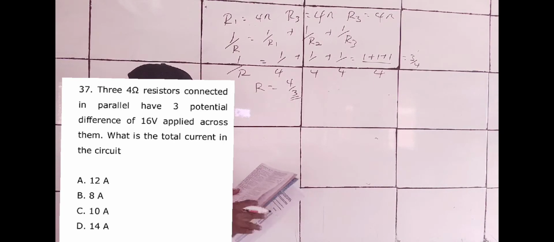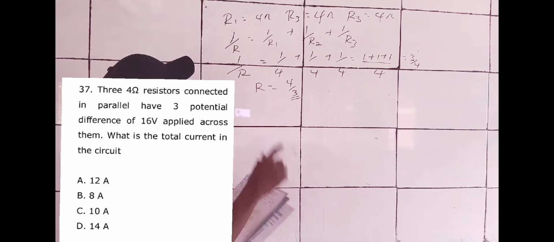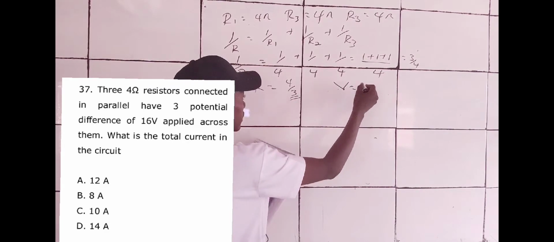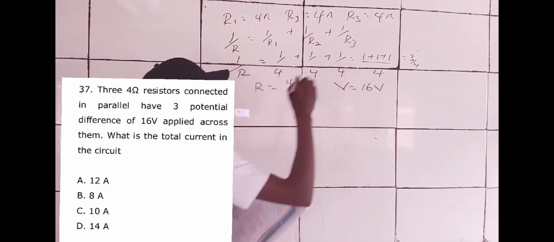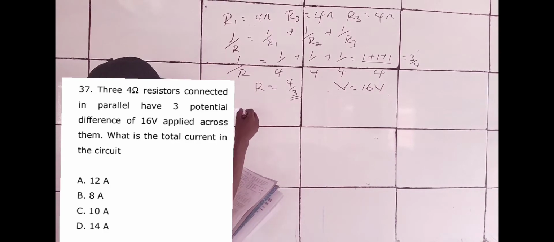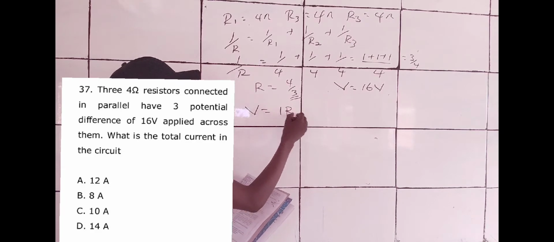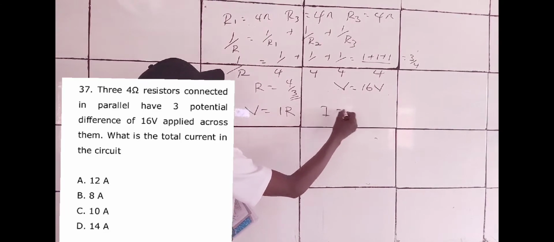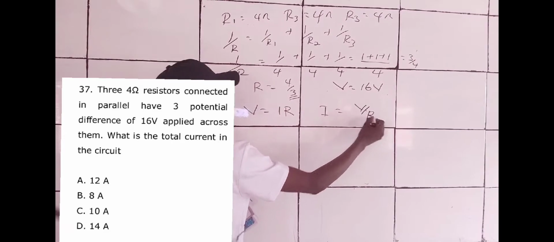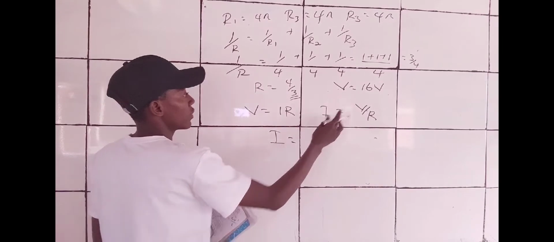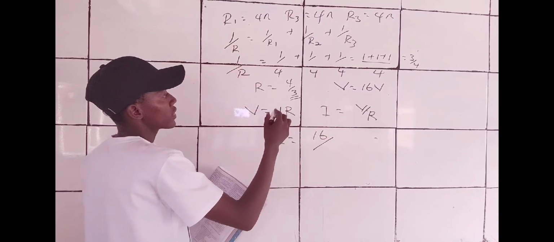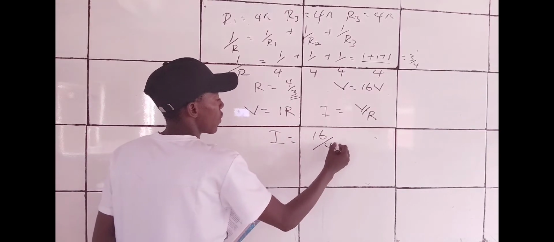Now I am asked to look for the total current, and the potential difference V is given to me to be 16 volts. Now I know that from Ohm's law, V is equal to IR, and I'm asked to look for the current. I'll simply divide both sides by R, so that I is equal to V all over R. So my current here now is equal to the voltage, 16, divided by the resistance, which I have calculated to be 4 over 3.